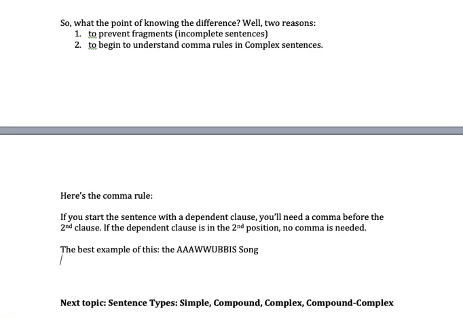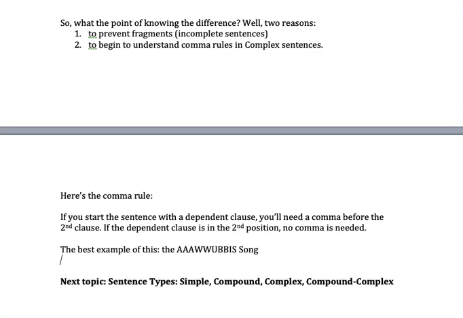Where this leads us, next topic, we should be thinking about sentence types: simple, compound, complex, and compound-complex, because these are really the four sentence types in English. And if we have a command of them, we can do a lot in academic writing. We can write a huge variety of sentences effectively.